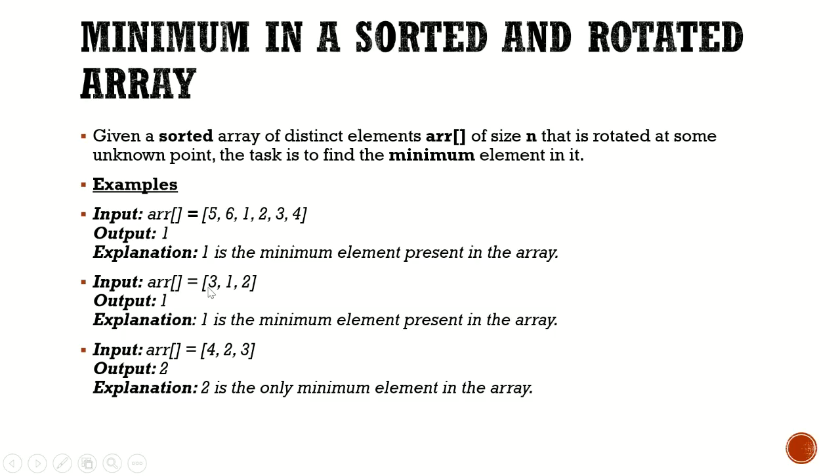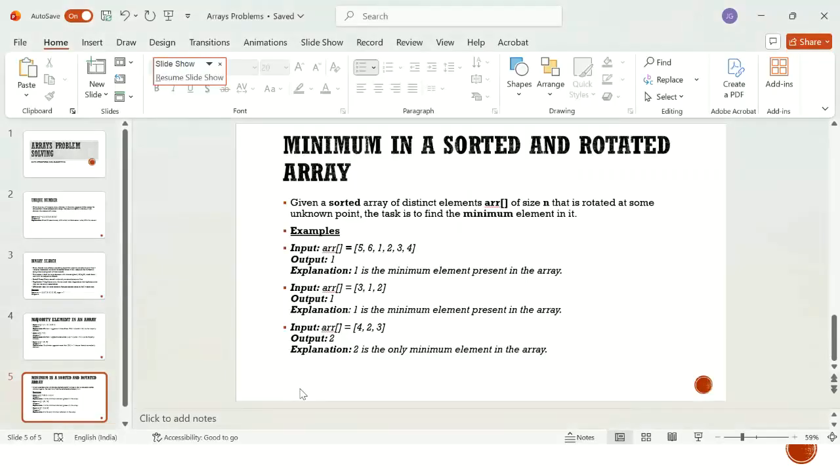If we see the second example, 3, 1 and 2. Here also the minimum element is 1. If you see the third example, it is 4, 2 and 3. Here the minimum element is 2. So 2 is the only minimum element in the array. So let us go into the practical session of how to efficiently achieve this problem.